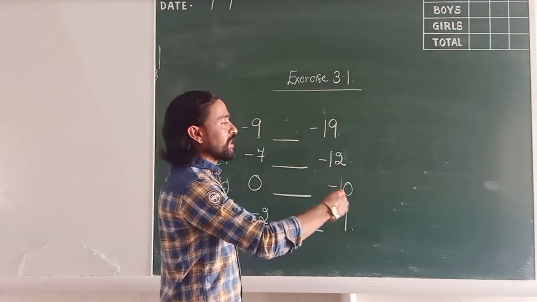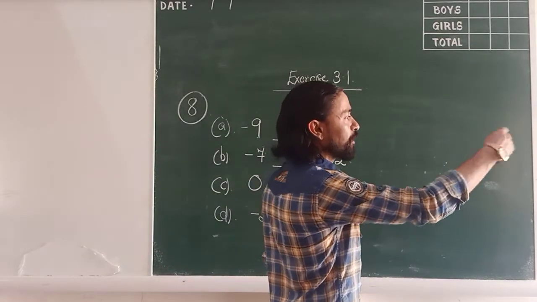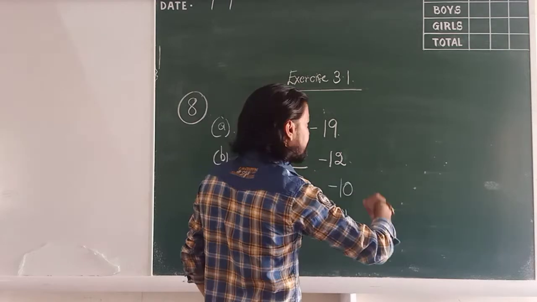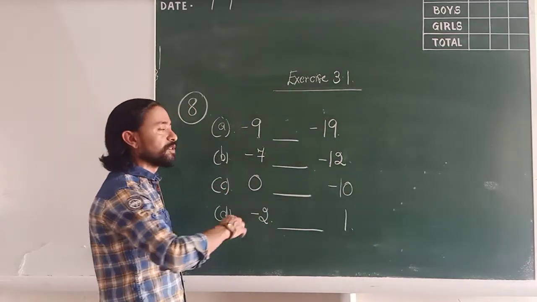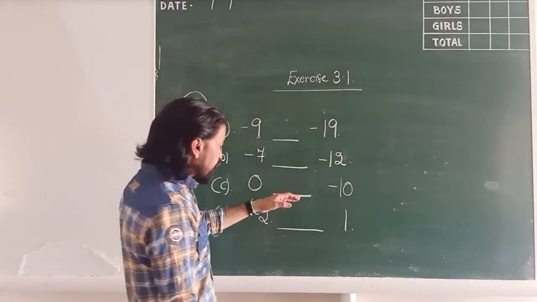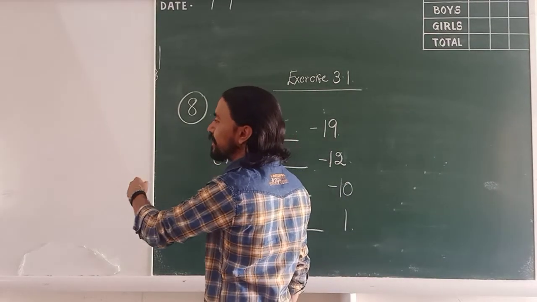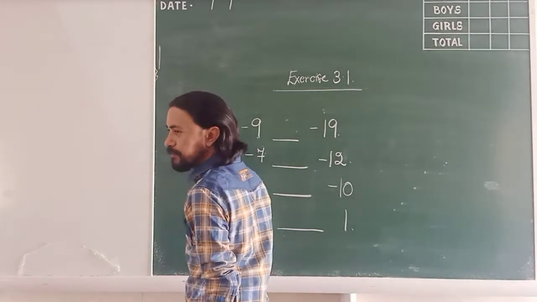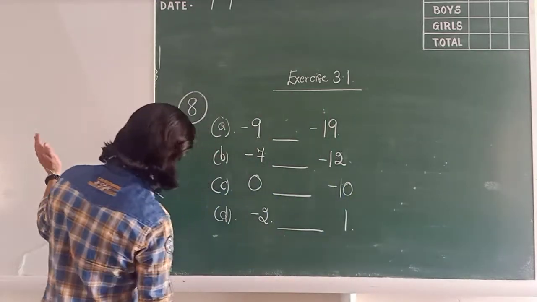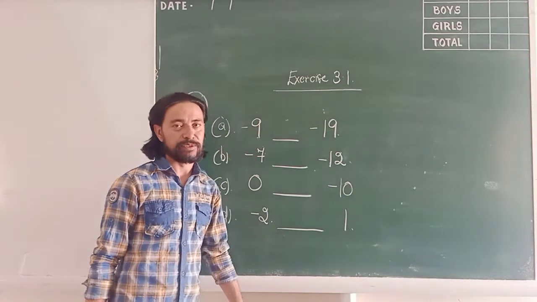Positive numbers increase in value as they go away from the 0. They decrease in value as they come closer to the 0. In negatives, the numbers go on decreasing in value as they go away from the 0 and they go on increasing in value when they come closer to the 0.